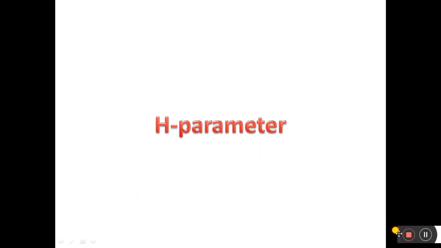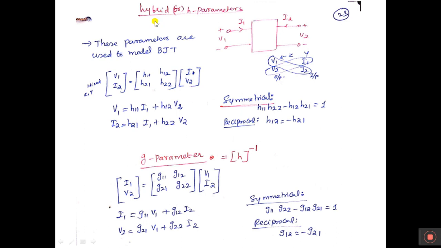Hi everyone. As the continuation of the previous video of Unit 5, two-port networks, now we will discuss the H parameter once again for revision purposes. The H parameter, also called the hybrid parameter, is a mixing of V1 and I1, that is, Z parameter and Y parameter.